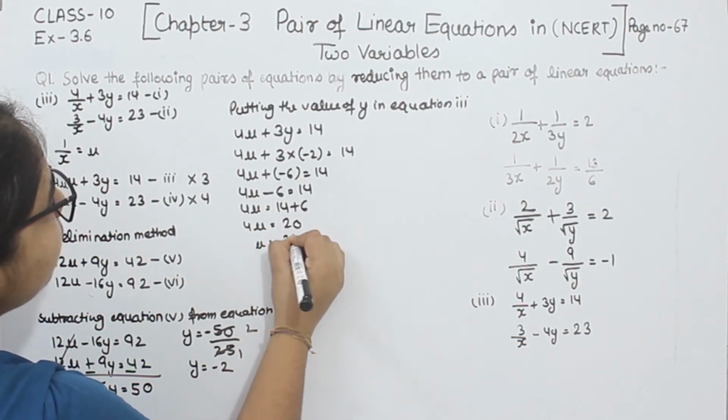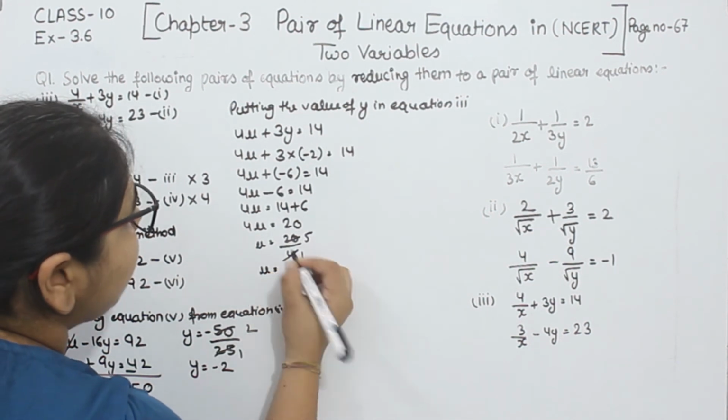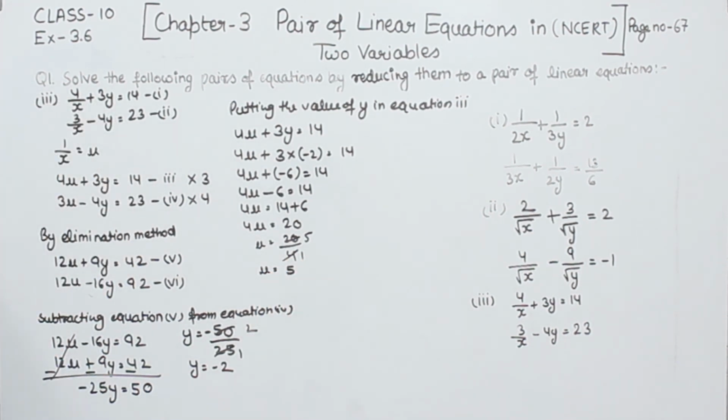Now u is equal to 20 divided by 4. 4 1s are 4, 4 5s are 20. So the value of u we are having is 5 here.